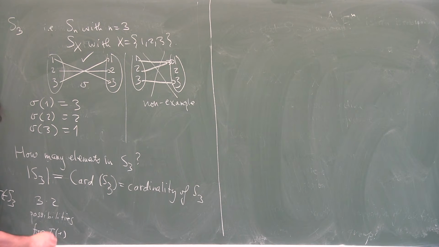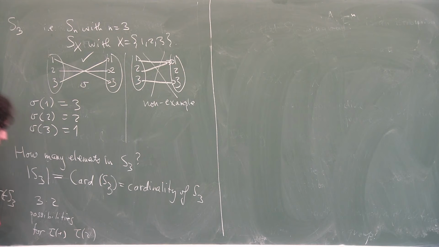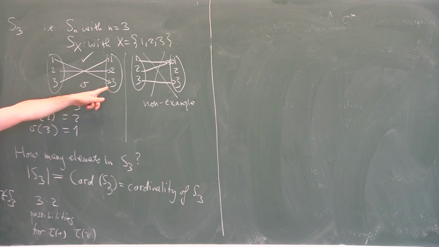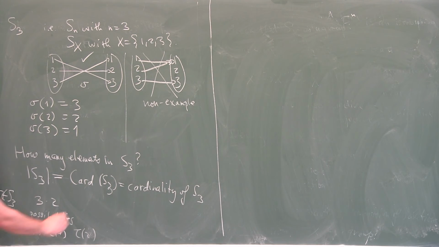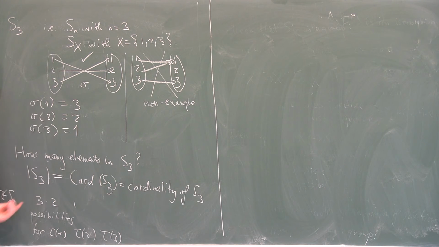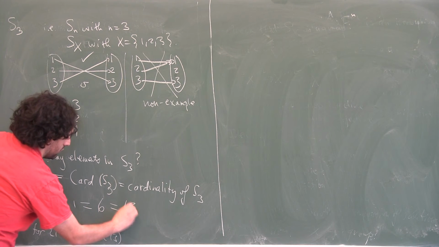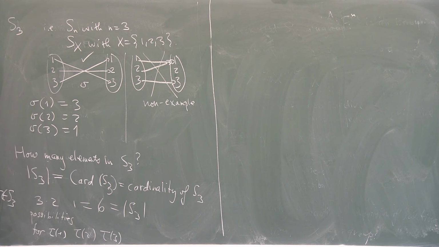So there are 2 possibilities for tau of 2. And finally 3: once we've sent 1 and 2 somewhere, there's no choice for 3 but to send it to the last vacant number on the right-hand side. So there's 1 possibility for tau of 3 that's left. And if we multiply these possibilities together, we get 6 for the order or cardinality of S3.